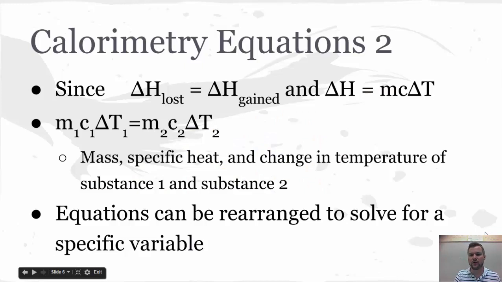So, knowing this equation, delta H equals mc delta T, and then the equation mc delta T equals mc delta T for two different substances, you can solve just about all of the calorimetry problems that we're going to encounter in our class.